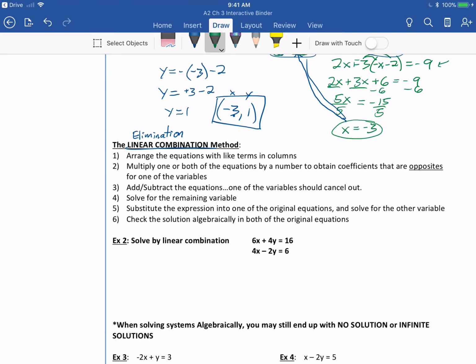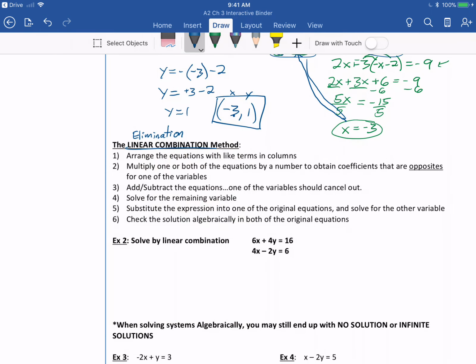It says arrange the equations with the like terms in columns. If you notice here, I have my x's in a column, my y's in a column, and then my numbers in a column. They're both in standard form. That's why it wouldn't be easy to graph these, because you'd have to move them both into y equals mx plus b, then graph each of those lines and find where they intersect. So this one is going to be a little easier with the elimination method. I'm going to erase both of these here, so it makes a little more sense for us.